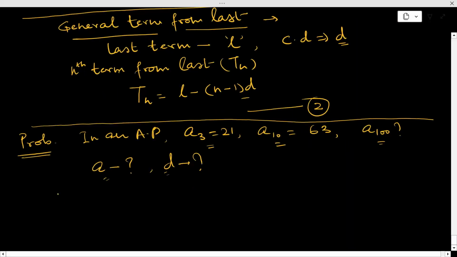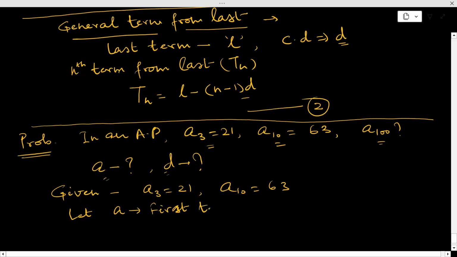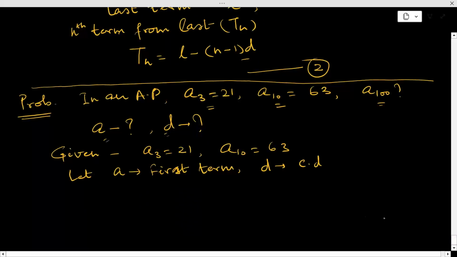So again we note down the given information. A3 is 21 and A10 is equal to 63. So from here you get the value of n, which is 3 in the first case and 10 in the second case. Let us assume that the first term is A and D is the common difference. Okay, so this is our assumption.